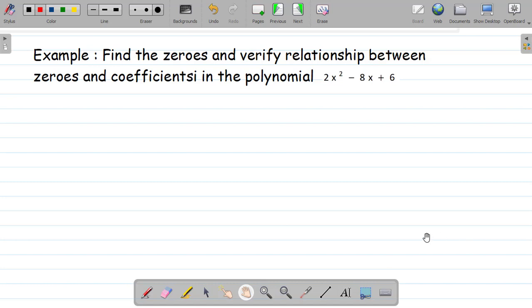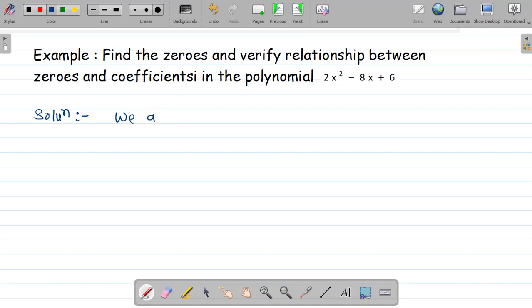Now, in this lecture, we are going to verify the relationships. Suppose we are given the polynomial 2x square minus 8x plus 6, and we are asked to find first the zeros, and then we have to verify the relationship between zeros and coefficients of that quadratic polynomial. So what will be the solution?